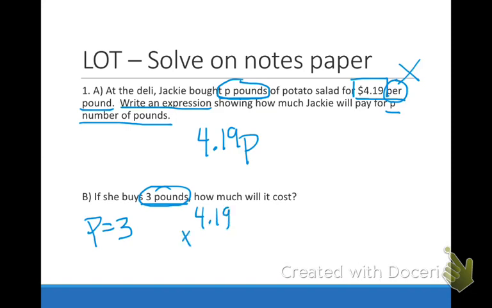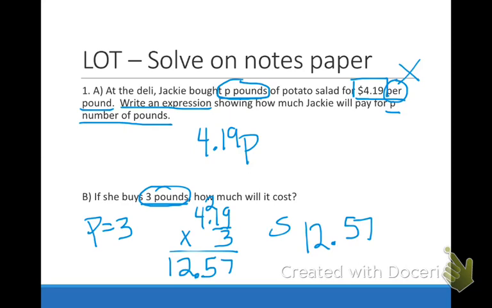So I'm going to do 4.19 times 3. 9 times 3 is 27. 3 times 1 is 3, plus 2 is 5. 3 times 4 is 12. 2 decimal places means that my decimal goes right there. $12.57 is my answer for how much it will cost.